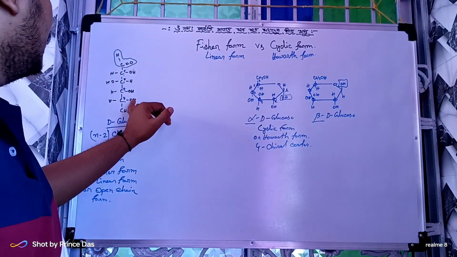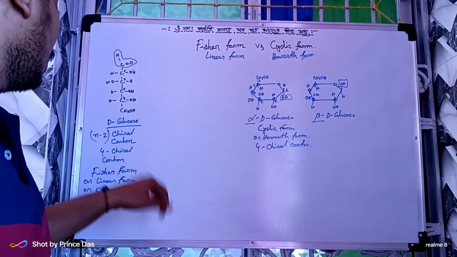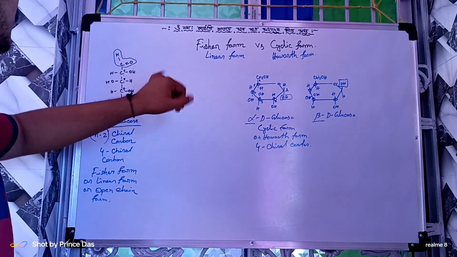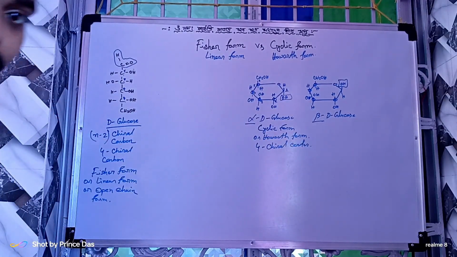The difference is in this structure, the open chain structure. This OH will attack this double bond O, meaning the aldehyde group, to form the cyclic structure. Okay.